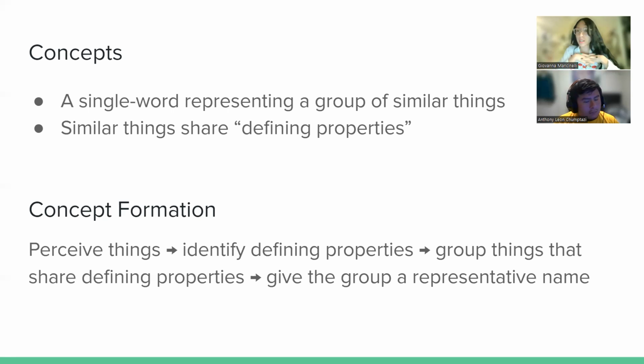So the example we used in class is a bottle. Now, the color of the cap is not really that important. What's important is that the bottle can hold liquid and that it's openable and closable. So those are the 2 defining properties. It's not whether the bottle's made out of plastic. It's not whether the cap is orange. And how you form concepts is that first you perceive the items, then you identify their defining properties, you group things that share the defining properties, and then you give the group a representative name.